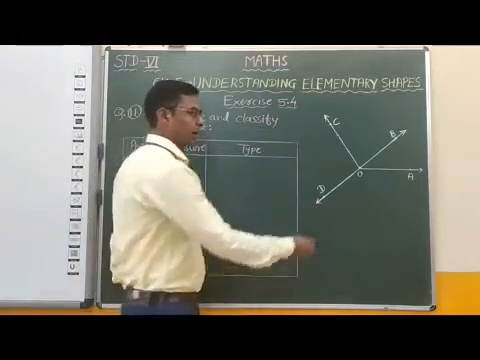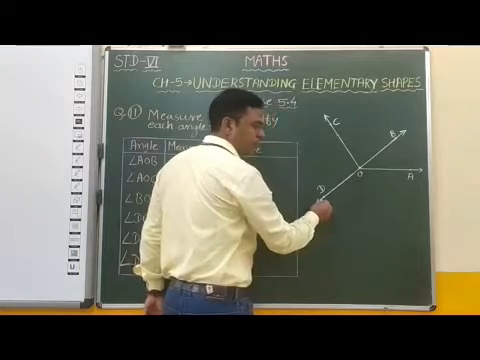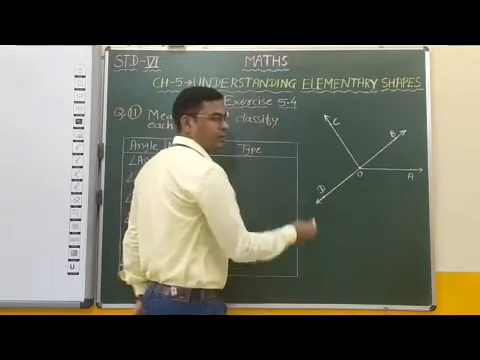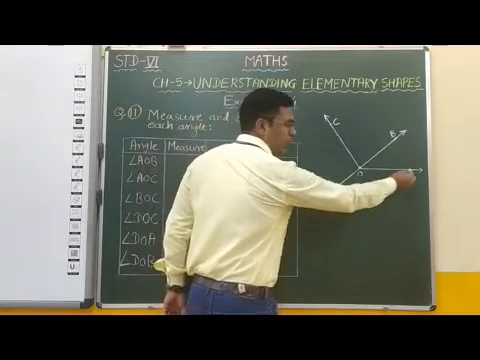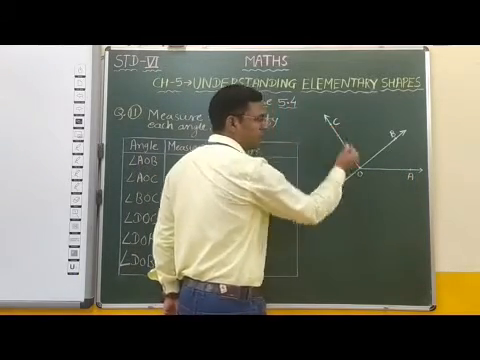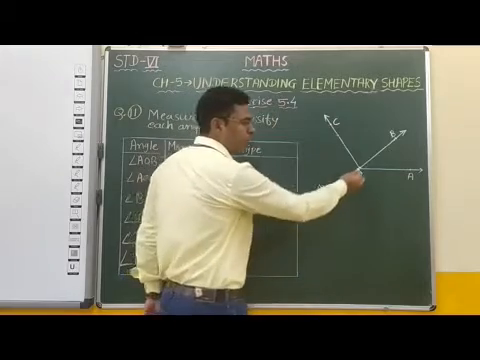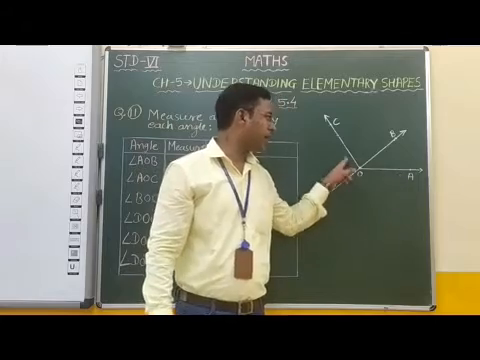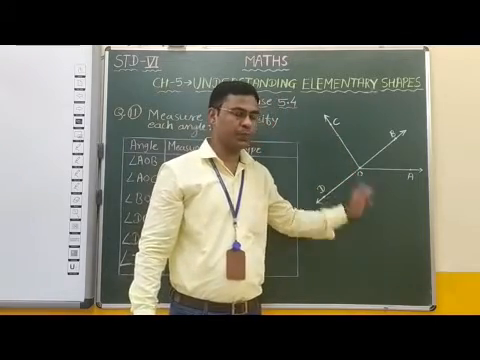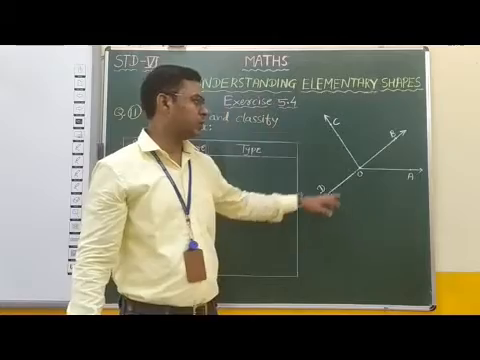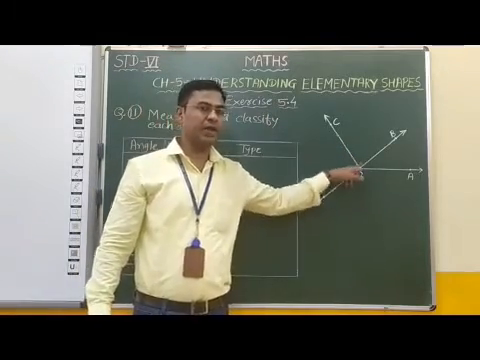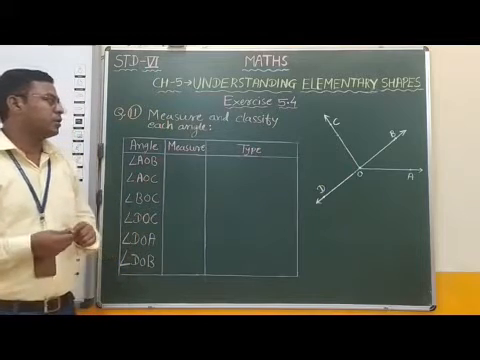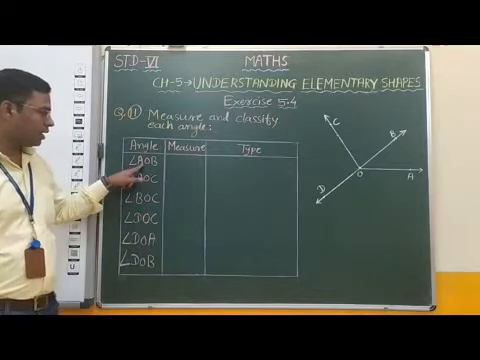In this figure BD is a line, point O lies on line BD, and ray OA and ray OC start from point O, or we can say that the starting point of ray OA and OC is point O. Now from this figure we have to measure these angles. Now the first angle is angle AOB.